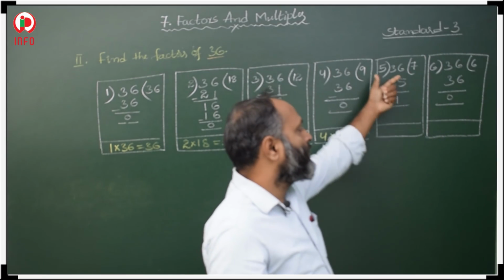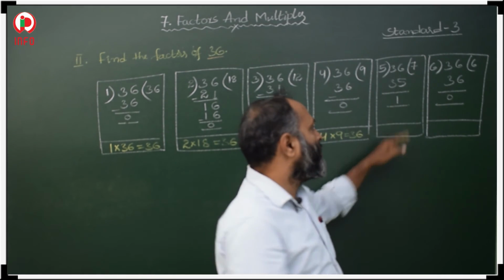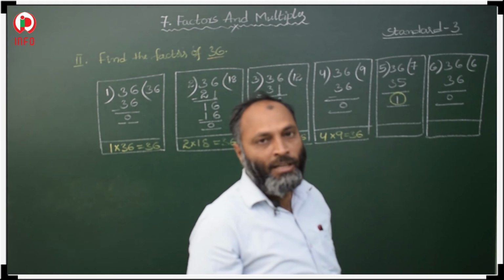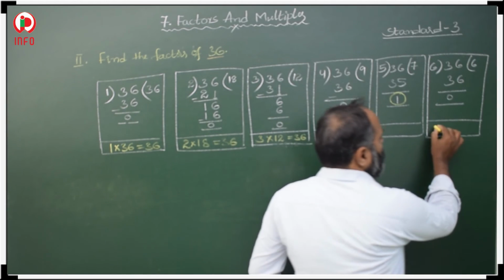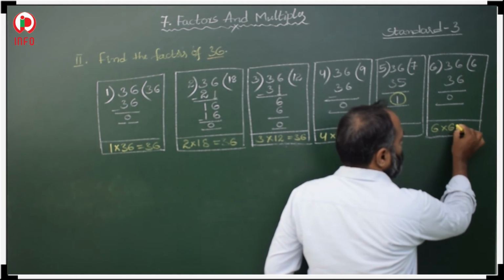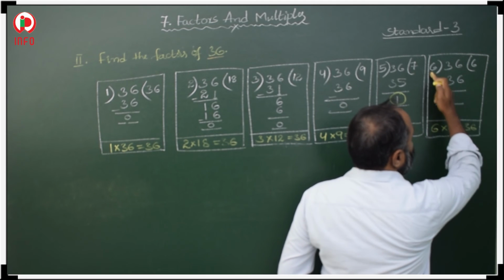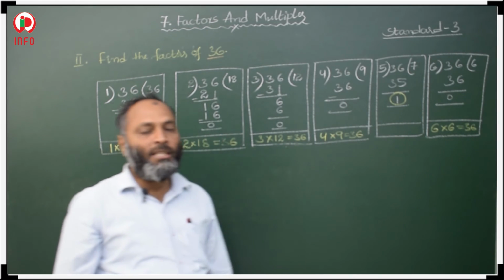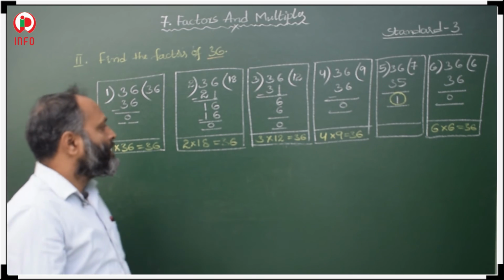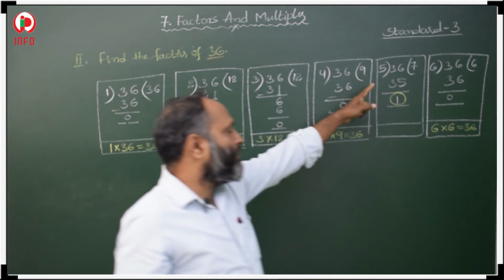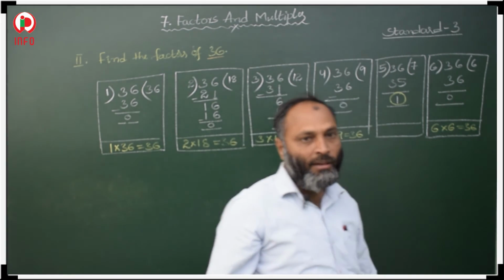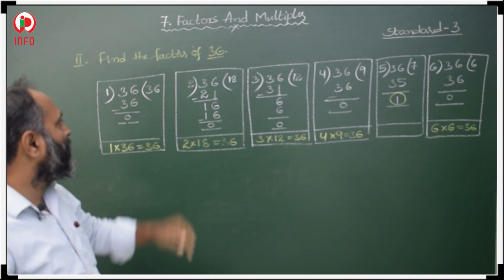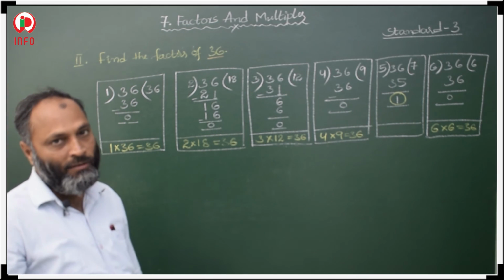In the 5 table, it is not a factor. Why? Here remainder 1 is left. So it is not a factor. Now here 6 6s are 36. Divisor into quotient is equal to dividend. Okay. So only in the 5 table it won't divide. So from 1 to 6, in all the tables except 5, 36 is divided.